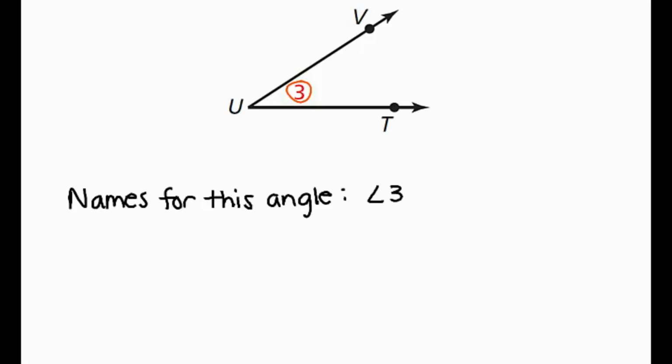A second way to name an angle is to use its vertex. The vertex of the given angle is U. So, a second name for this angle is angle U.